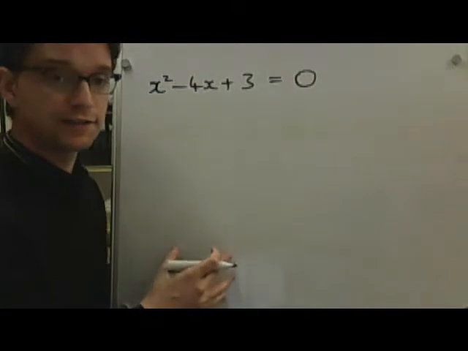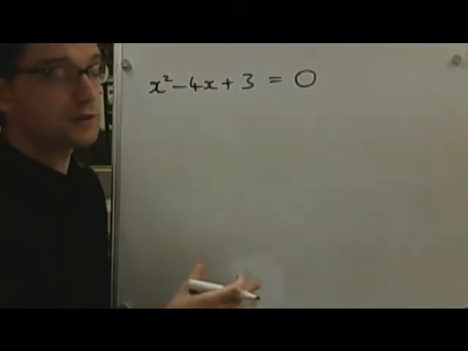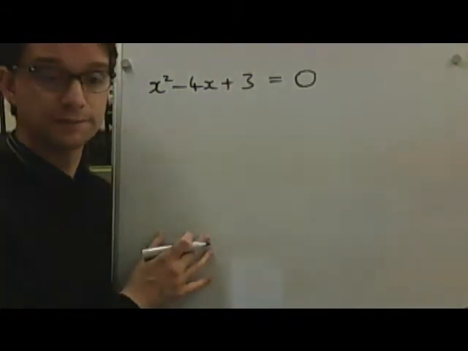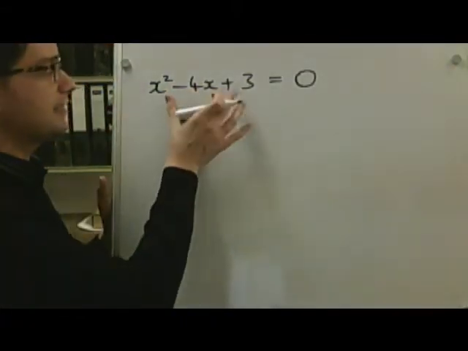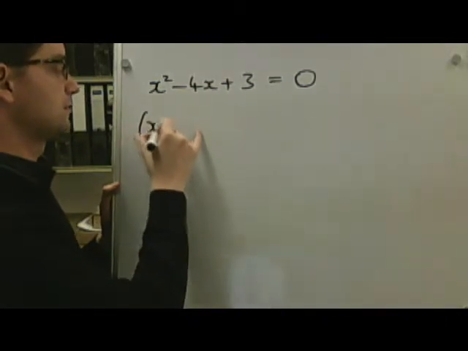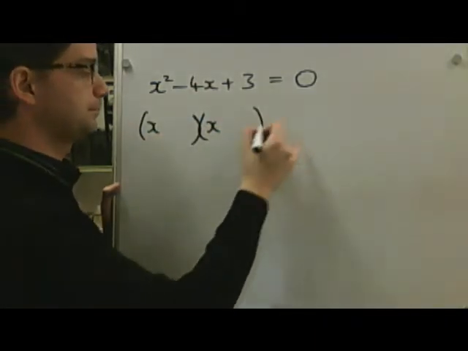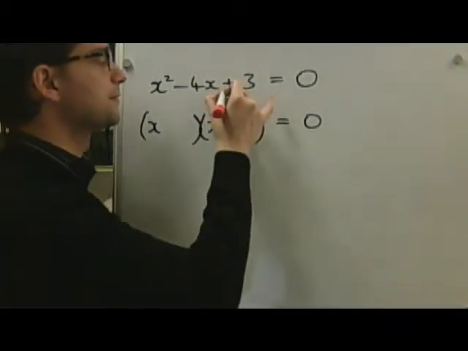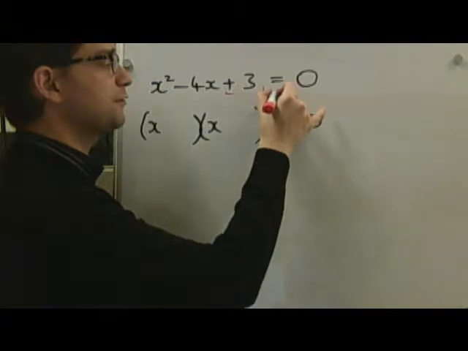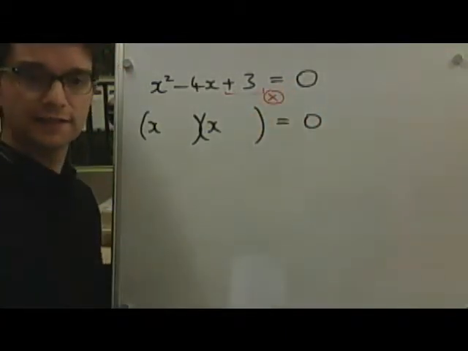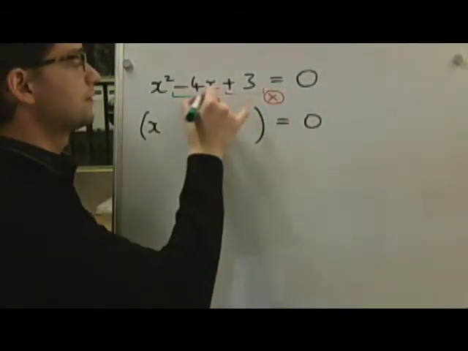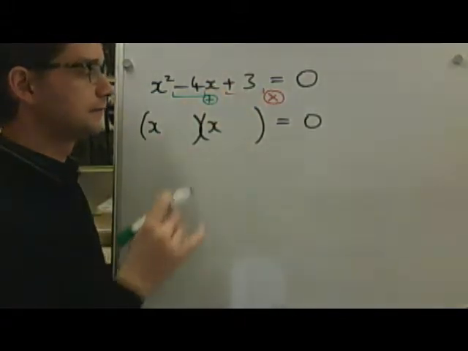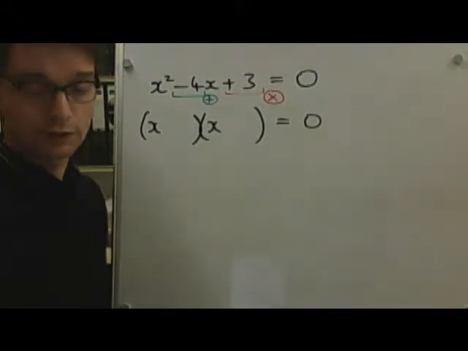The neatest, most fun, but sometimes the hardest method is to solve it by factorising the quadratic expression. So the question is, can I rewrite this in this form? I've done some other videos about this where I've explained that what we're looking for is a pair of numbers that multiply together to give plus 3 and add up to give minus 4. That's what we're looking for.